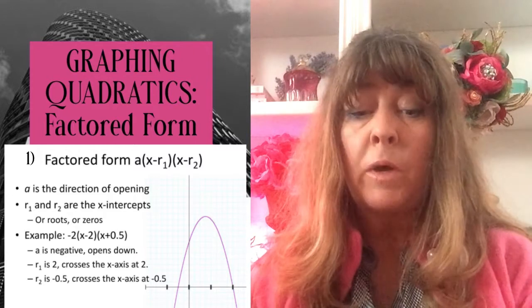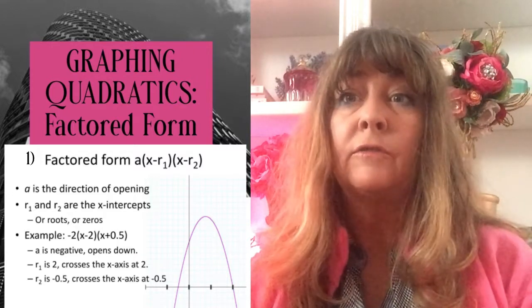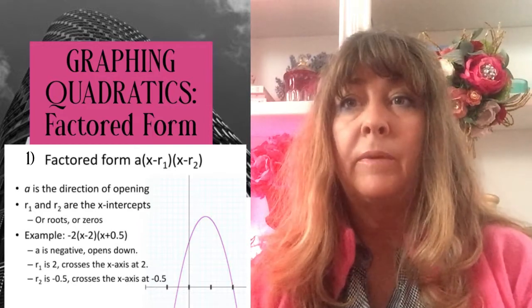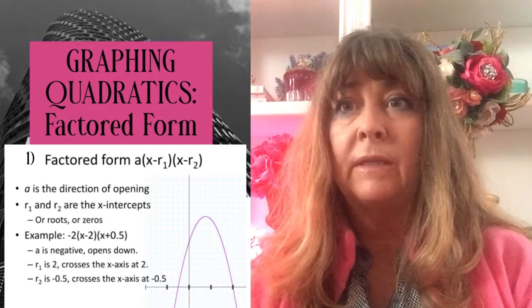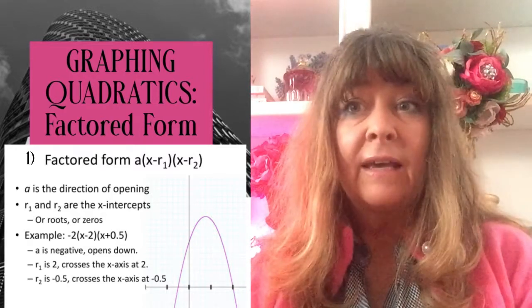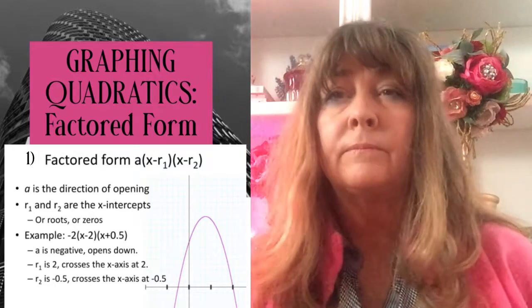For example, if one of the factors is x plus 1, we would set that to 0 and solve, so x equals negative 1. And the point would be negative 1 comma 0. That would be the x-intercept, one of them. If you have a factor that is just x, then again you just set it to 0 and the intercept will be 0, 0.